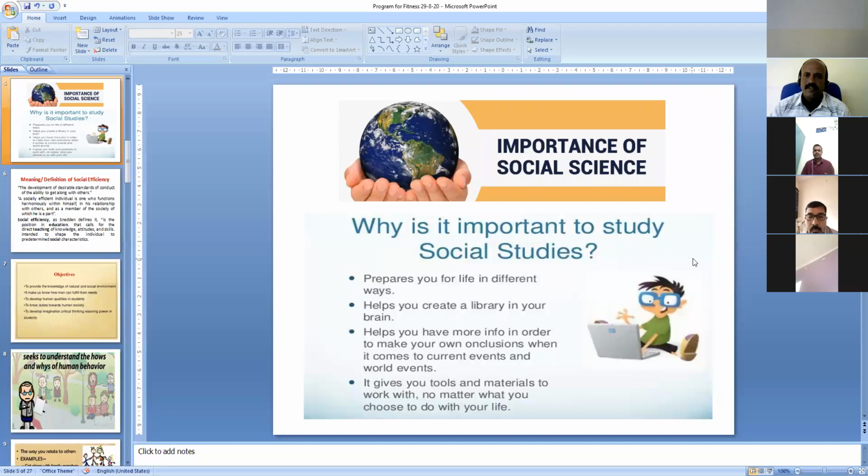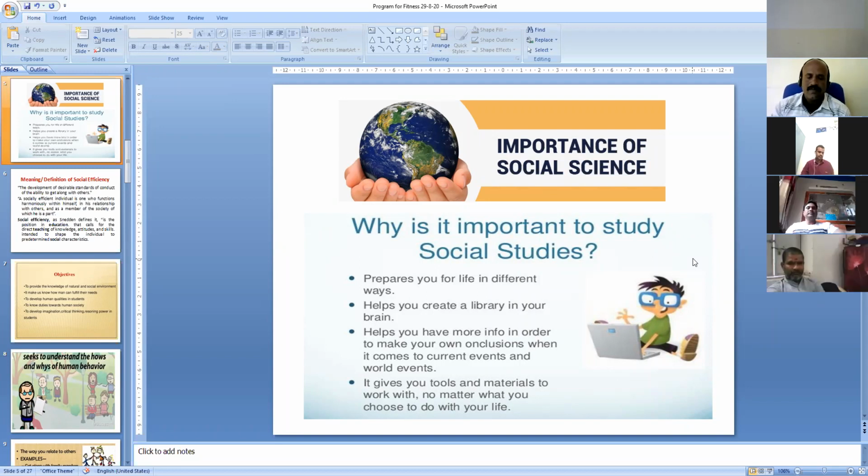Importance. Why is it important to study social studies? There are a few points overlapping here. It prepares you for life in different ways. If you are good in all aspects of life, when we speak about wellness, wellness includes all the social, economical, behavioral, psychological, physiological aspects. If you are good in all aspects, then only you are called in a well-being or wellness status. So it prepares you for life in different ways.